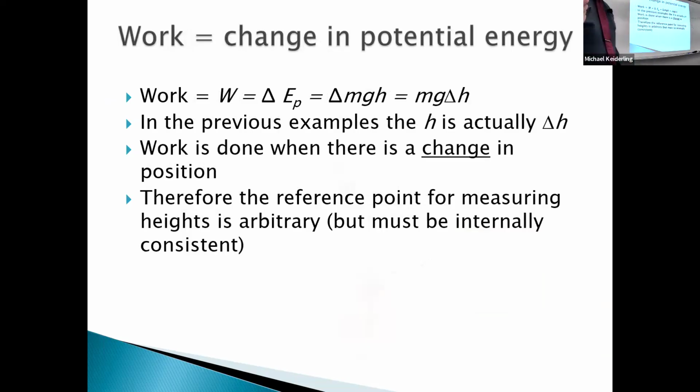So you can also think about work being change in potential energy. So work is done when there is a change in position, and therefore the reference point for measuring heights is arbitrary, but you need to be consistent about it throughout your problems. You need to be internally consistent. So you could do your entire problem measuring from the height of the table or from the height of the ground outside, whichever is more convenient. But you can't measure one measurement from the table and the other from the ground outside. You need to use the same reference for everything.